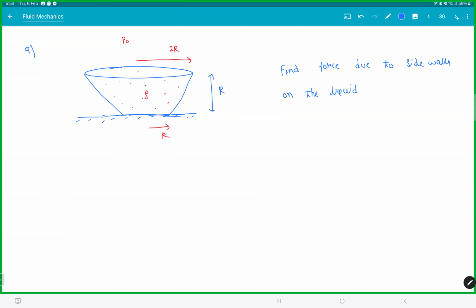Rho G, dimensions not matching, right? Purva, rho G is pressure, na?